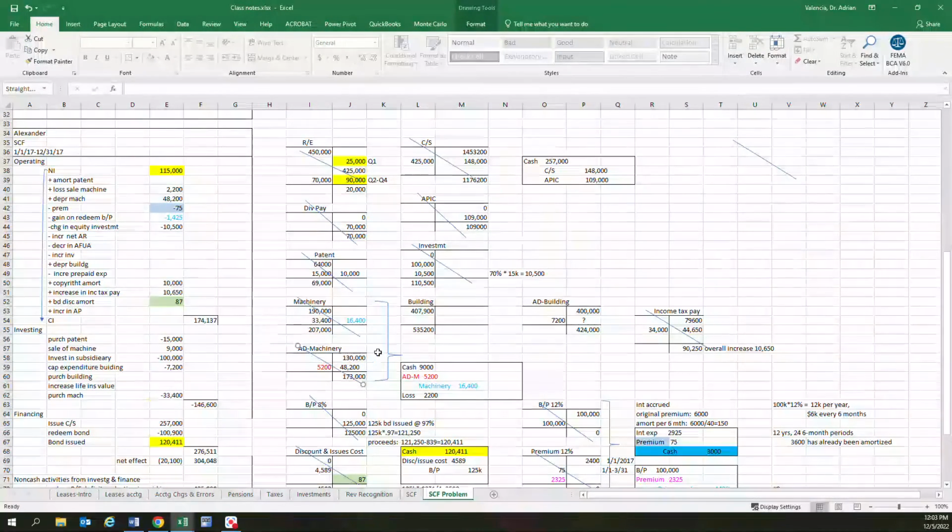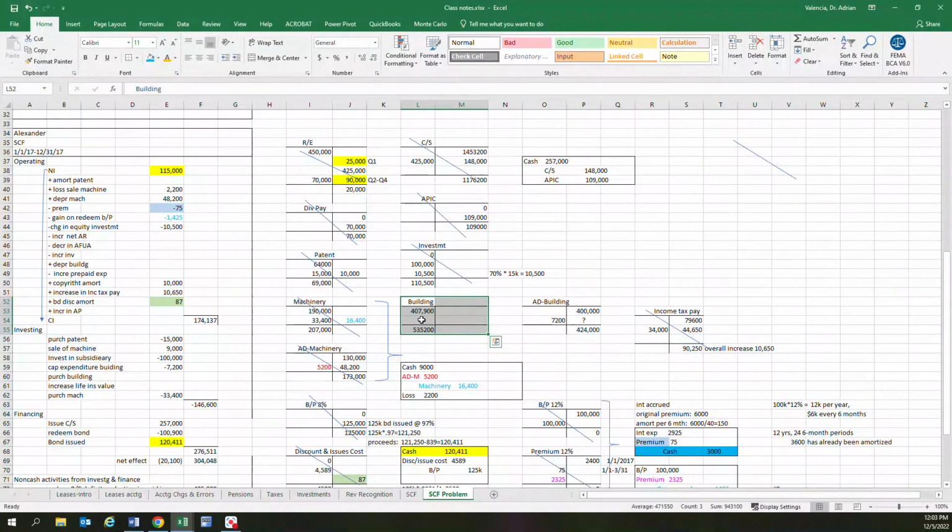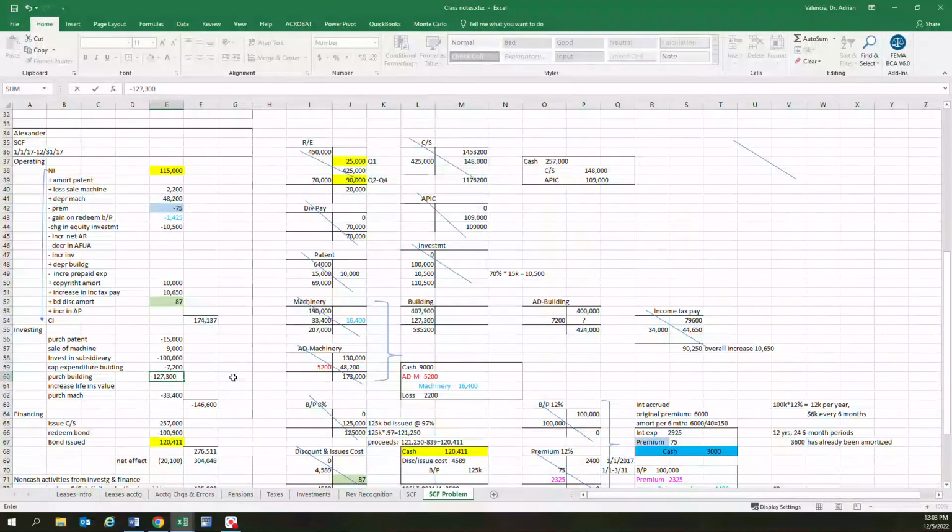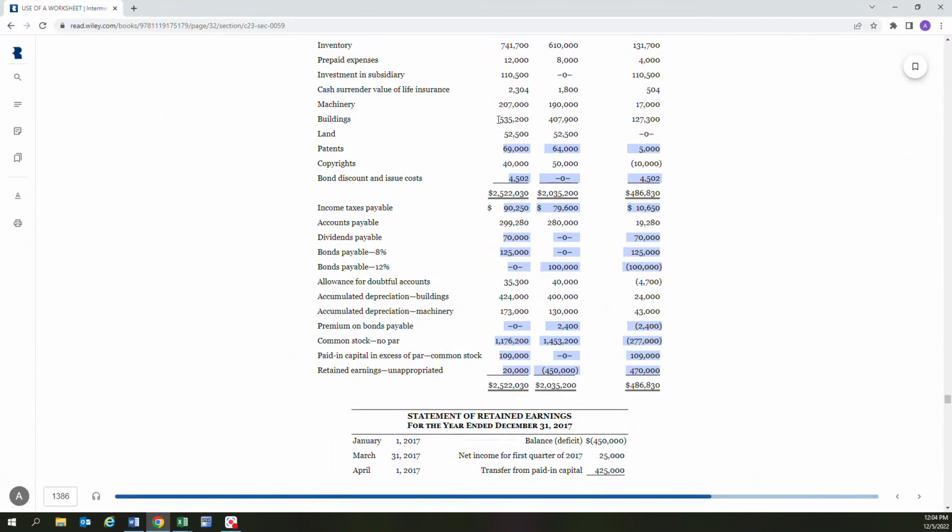What's the next one? The next one we can do is building. We weren't told otherwise, but building went up by $127,300. So the easiest assumption is that we purchased the building. So that's why I have this here, and I'm going to say minus $127,300. And again, that fully explains the building. So I'm going to highlight the building so that we're clear that this work was done already.